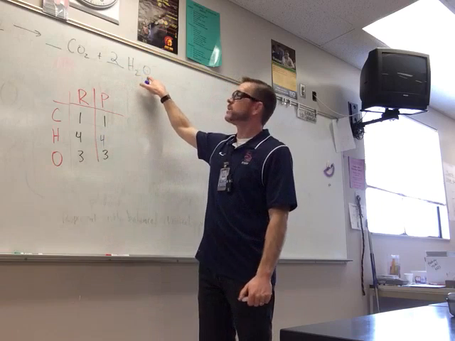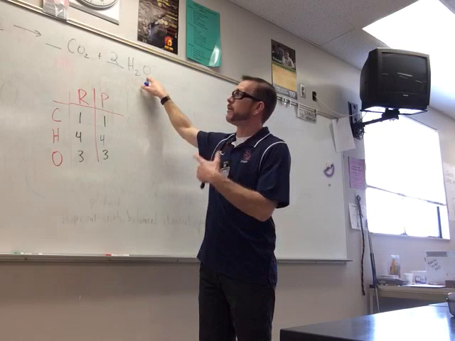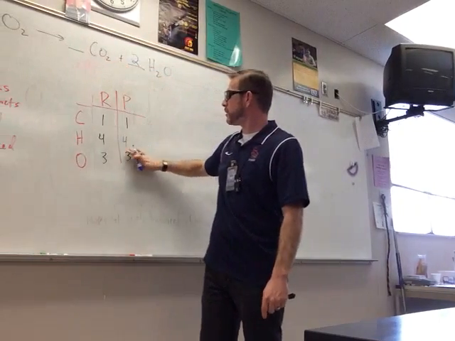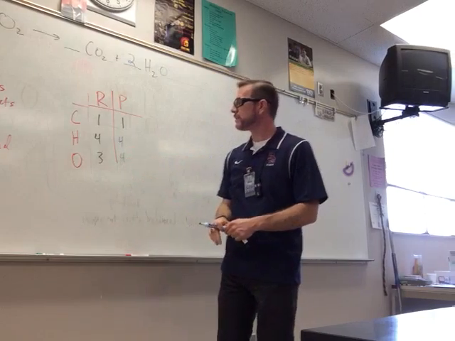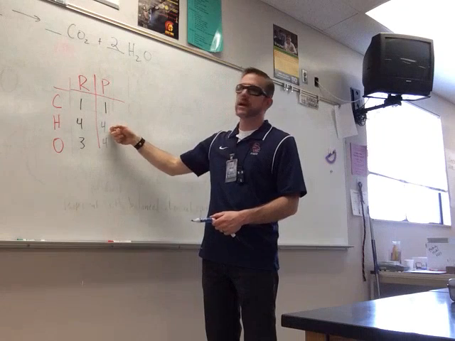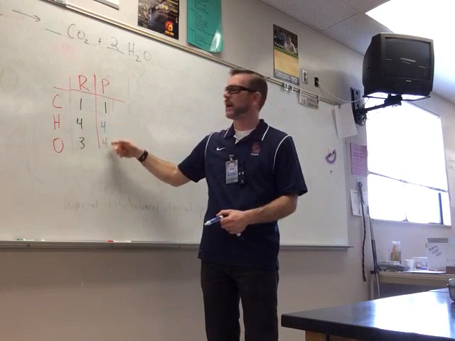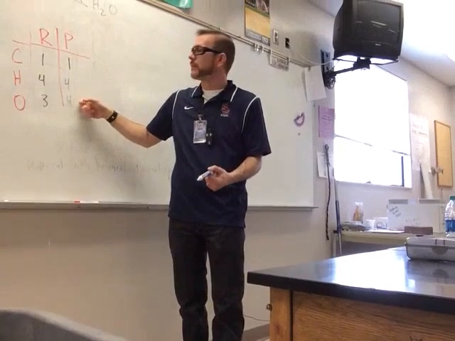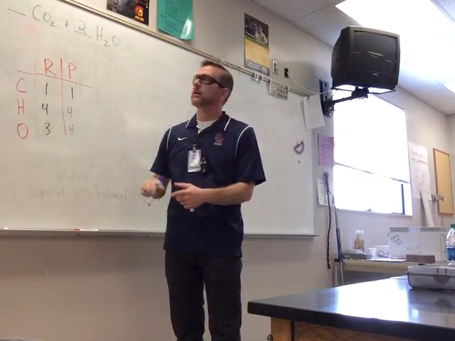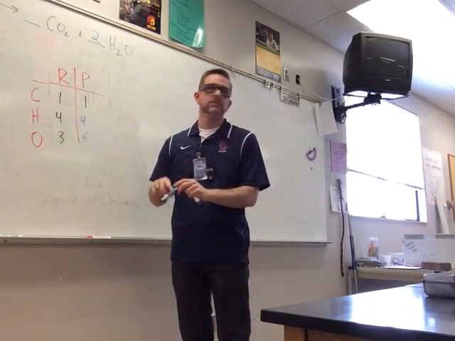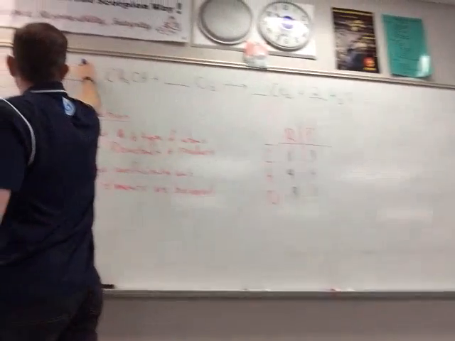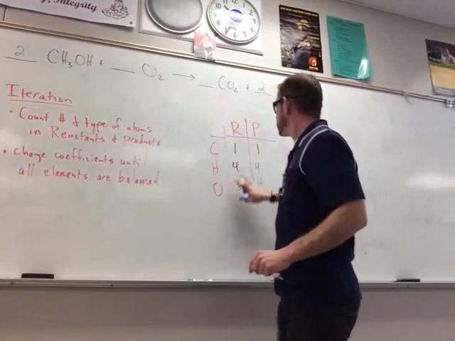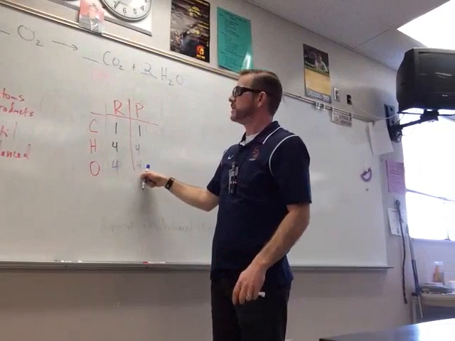But it also gave me another oxygen. And so on my product side, I have 2 oxygens here and 2 oxygens there, which gives me 4 oxygens. So by fixing the hydrogen, we broke the oxygen, right? By fixing the hydrogen, we broke the oxygen. So we've got to fix the oxygen. How many more oxygens do we need? Where's the best place to get 1 oxygen? Right, over here. So if I put a 2 here, that will give me 2 oxygens on this side, plus 2 more right there, gives me 4.